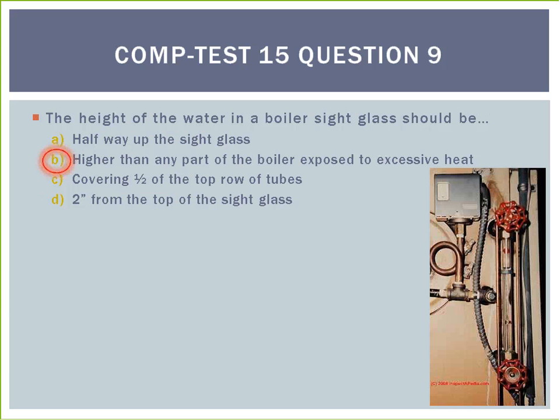Answer B is the best answer here because the safety concern is that all parts of the boiler that will be exposed to heat will have enough water covering it to remain safe. Because boiler manufacturers build boilers differently, answer A and D are too specific and do not ensure that all the appropriate parts are covered. Answer C is not correct because it exposes parts of the boiler that could contain excessive heat and would therefore place the boiler in an unsafe operating mode.